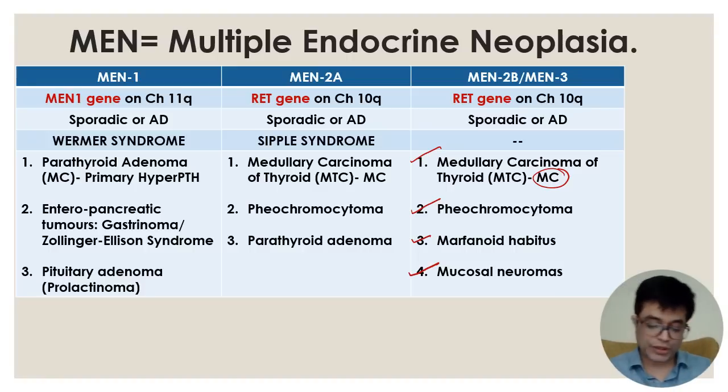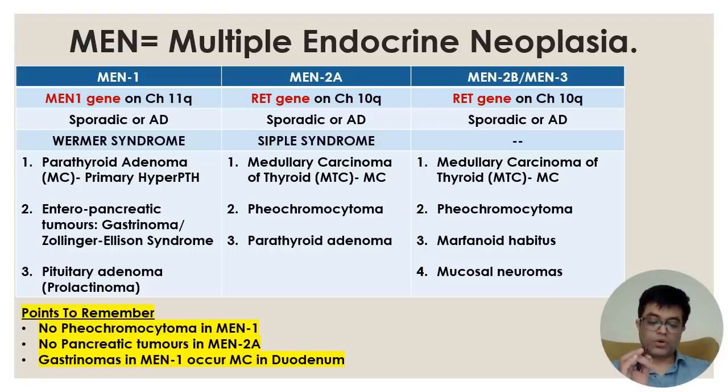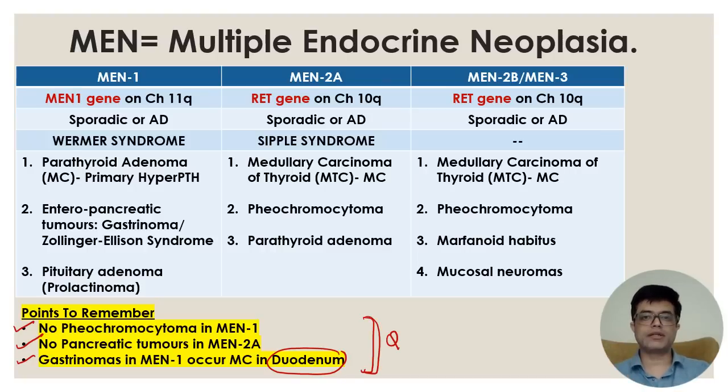What is the important point you need to remember? That patients who are having MEN1, there is no pheochromocytoma present. In MEN2A, there are no pancreatic tumors present, and the gastrinomas, the Zollinger-Ellison syndrome which occurs in MEN1, the most common site for them is the duodenum. These are the 3 important points. All the 3 are MCQ one-liners. 2 of them are FMG questions. 1 of them is an older INI-CET type MCQ.